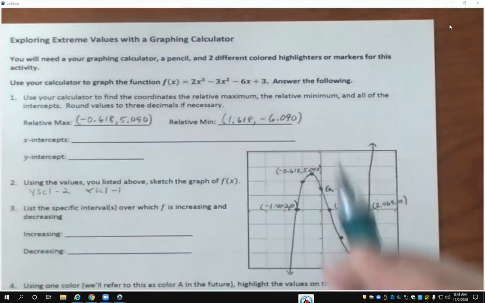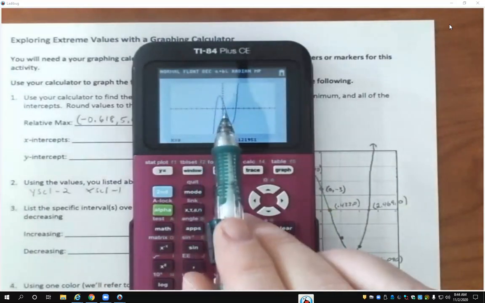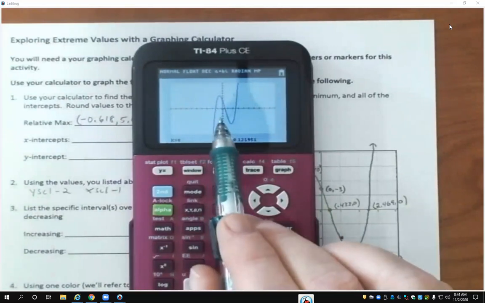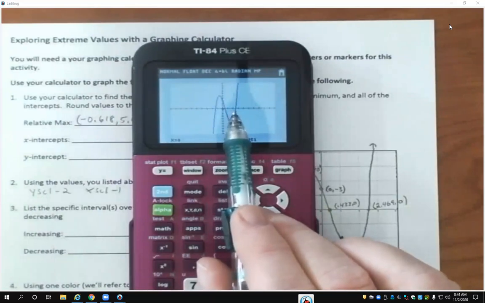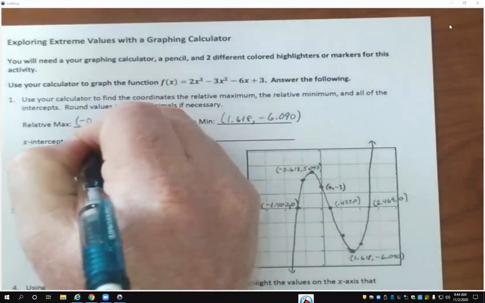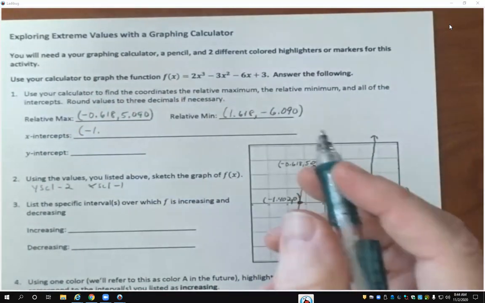All right, next there are three x-intercepts that we have to find. There's this one which is between -1 and -2, there's this one which is between 0 and 1, and then this one which is between 2 and 3. The first one is at negative 1.402.